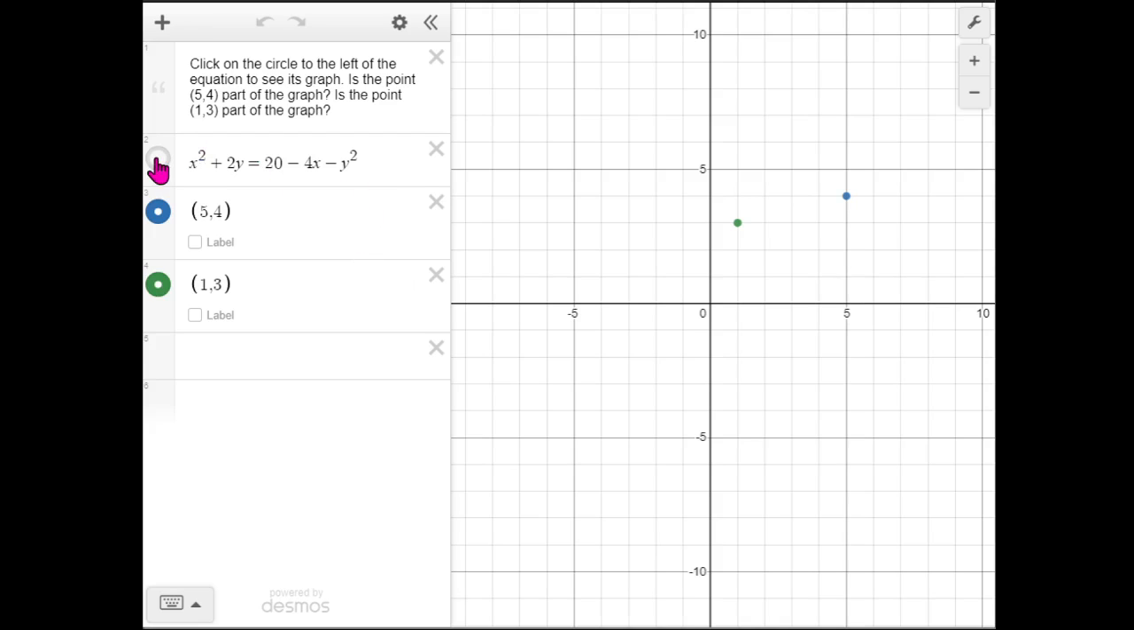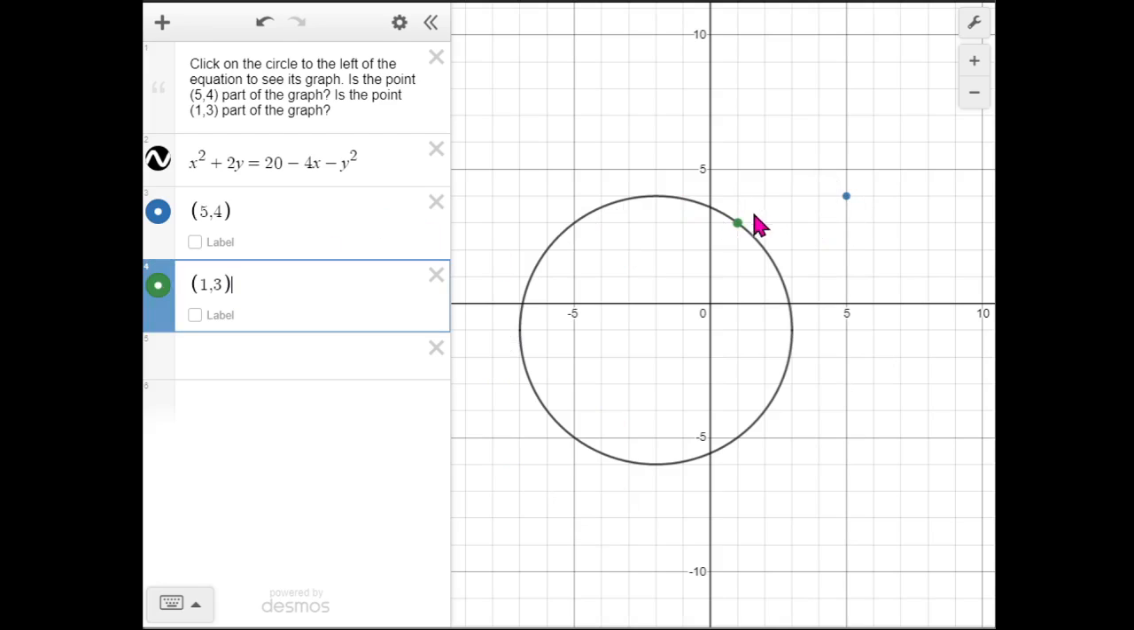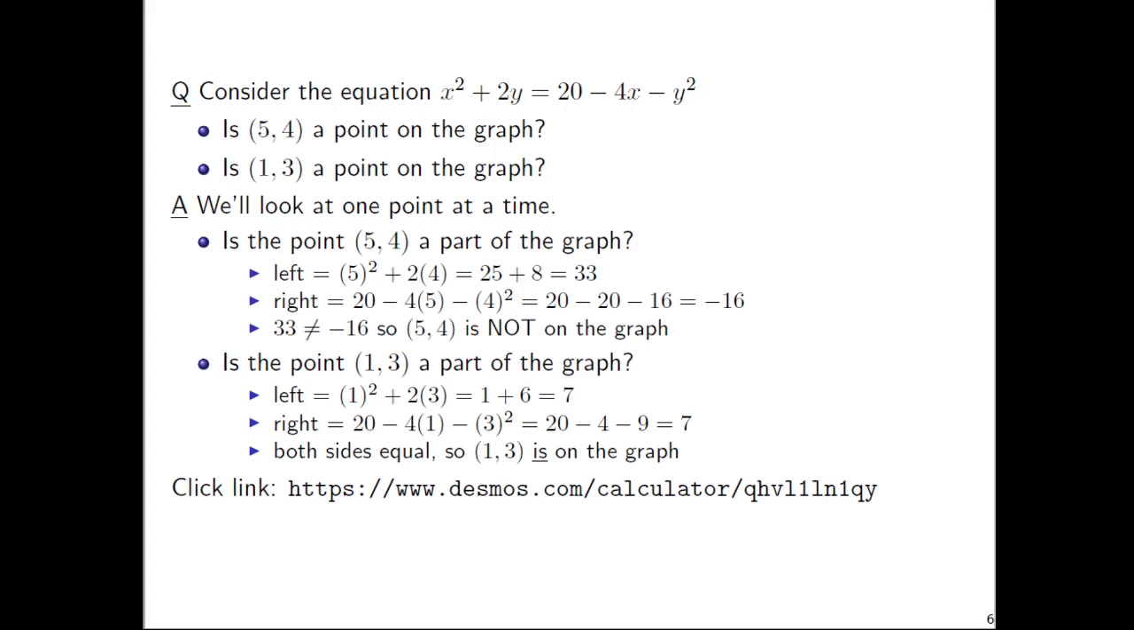Let's now take a look at what the graph looks like. So you'll see here, let's click to turn on this graph. And we had asked, is the point 5, 4 part of the graph? And we see that it's not part of this shape. That happened to be a circle. And then we also asked, is the point 1, 3 part of the graph? And it is. It's one of the many points on this circle that are part of the graph. This point in blue is not. 5, 4 is not, and that was exactly what we saw in the slides here.